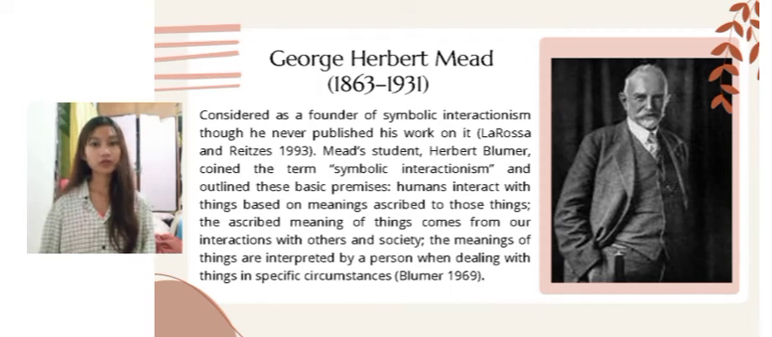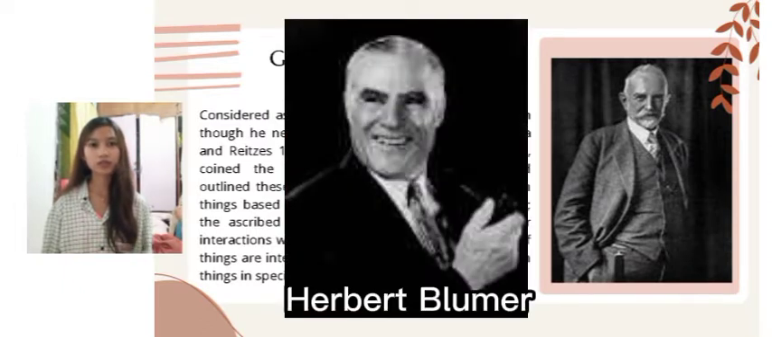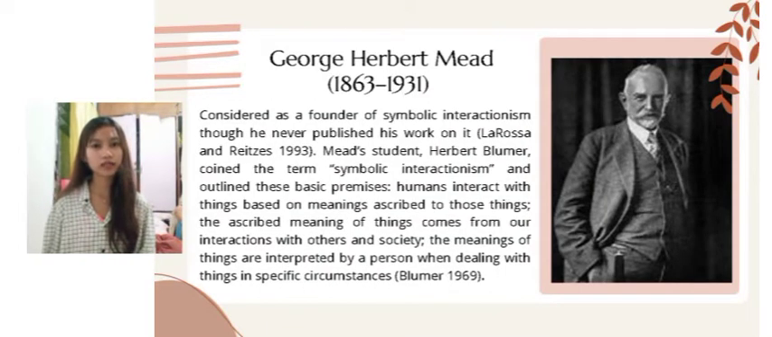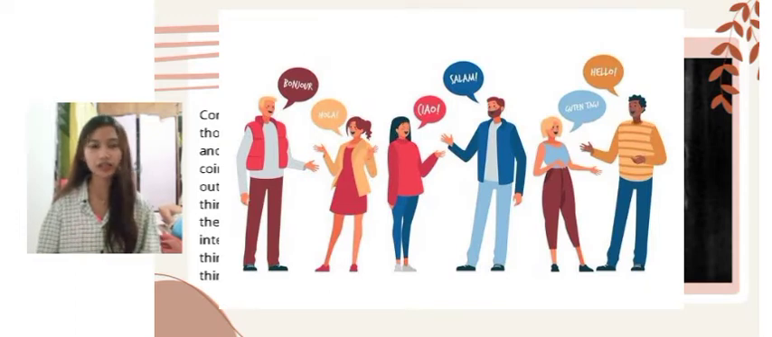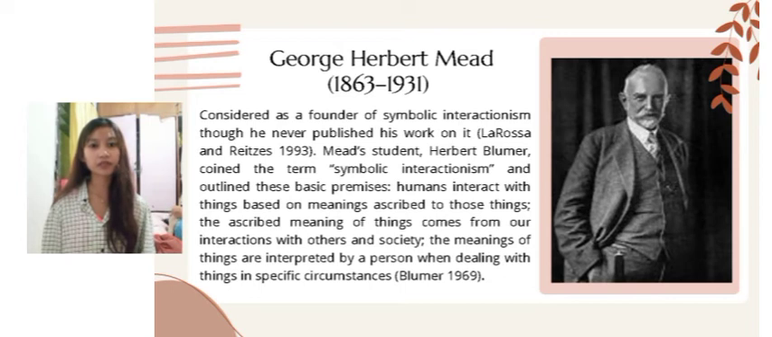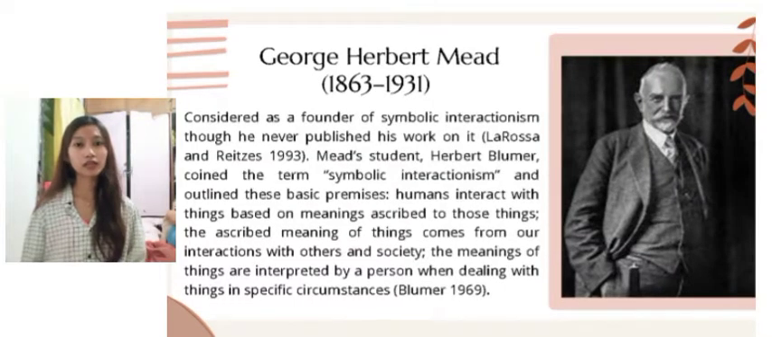George Herbert Mead is considered the founder of symbolic interactionism, though he never published his work on it. Mead's student Herbert Blumer coined the term symbolic interactionism and outlined its basic premises. Humans interact with things based on the meanings ascribed to those things. The ascribed meaning of things comes from our interactions with others and society. The meanings of things are interpreted by a person when dealing with things in specific circumstances. Another example of symbolic interactionism theory will be discussed by the next reporters.